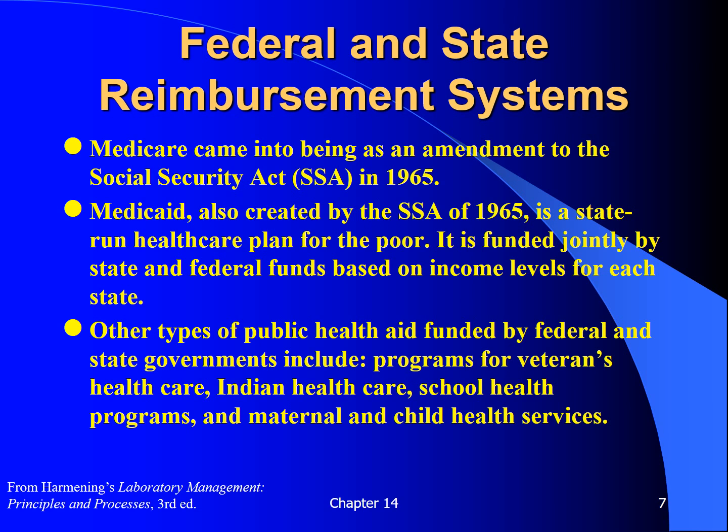Federal and state reimbursement systems. Medicare came into being as an amendment to the Social Security Act in 1965. Medicaid, also created by the SSA of 1965, is a state-run healthcare plan for the poor. It is funded jointly by state and federal funds based on income levels for each state. Other types of public health aid funded by federal and state governments include programs for veterans health care, Indian health care, school health programs, and maternal and child health services.